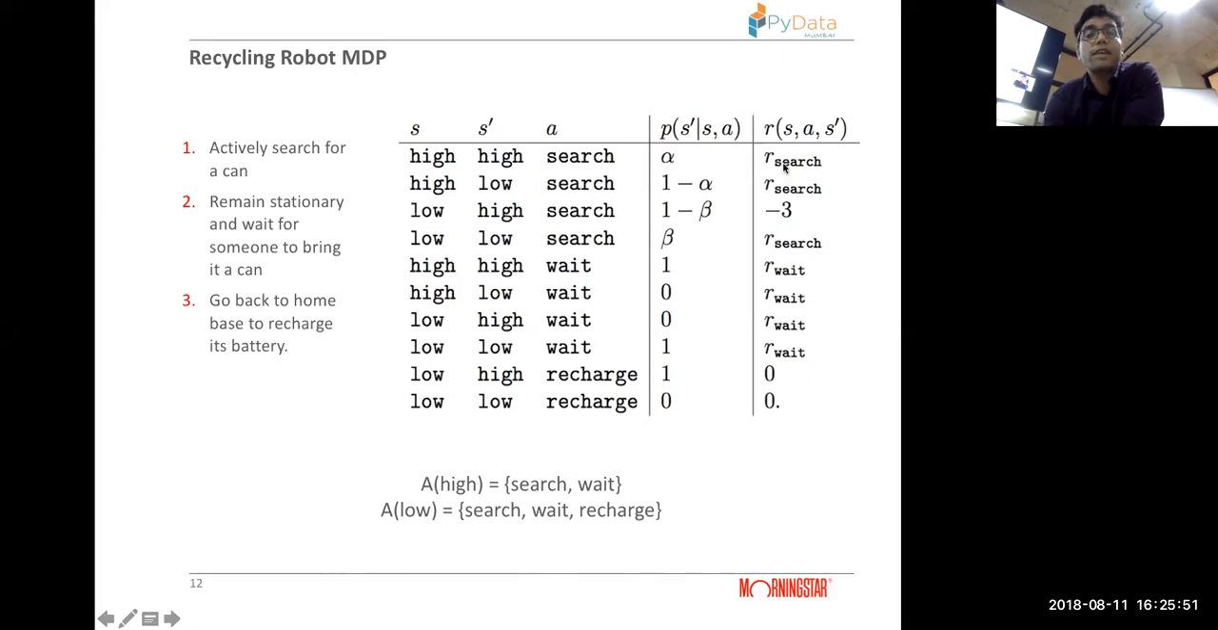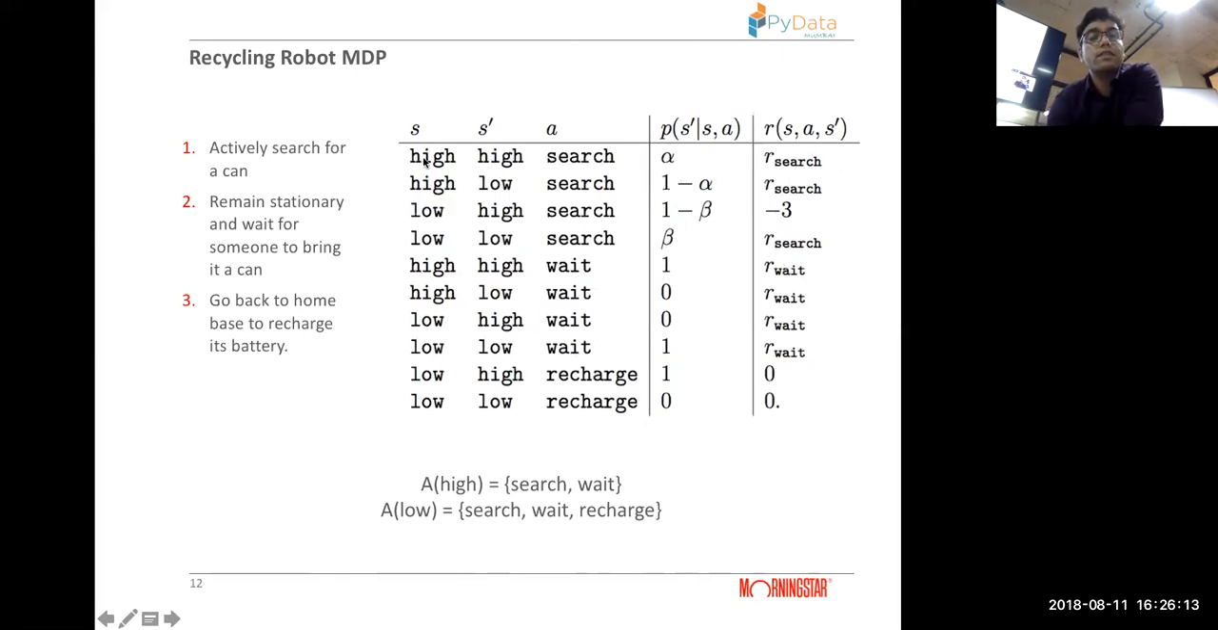And there are the rewards associated with that. Everything has different probabilities based on the historical data. If one is alpha, then the other has to be 1 minus alpha. If one is beta, then the other is 1 minus beta. And the rewards associated are different. If it is searching, then it might find more cans, so the reward will be more than the reward of waiting. So this is how the whole definition works.